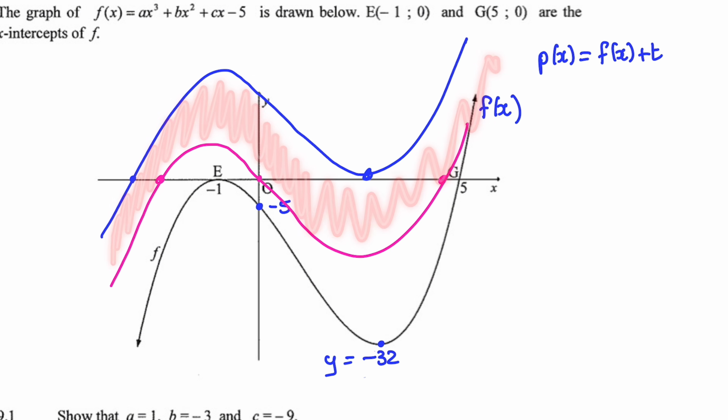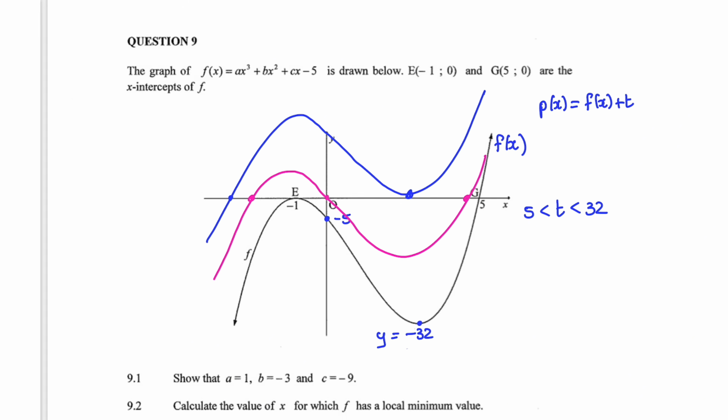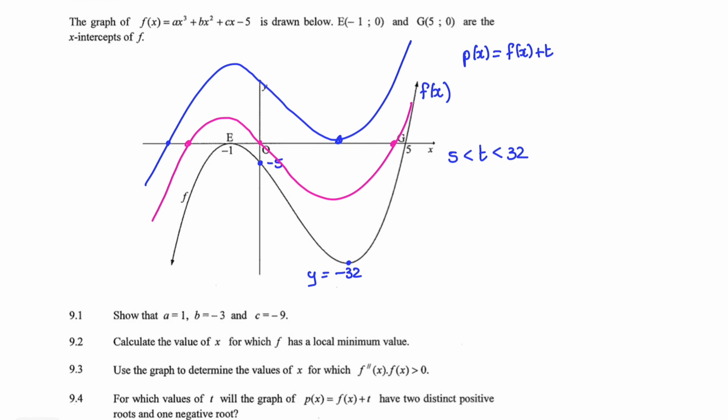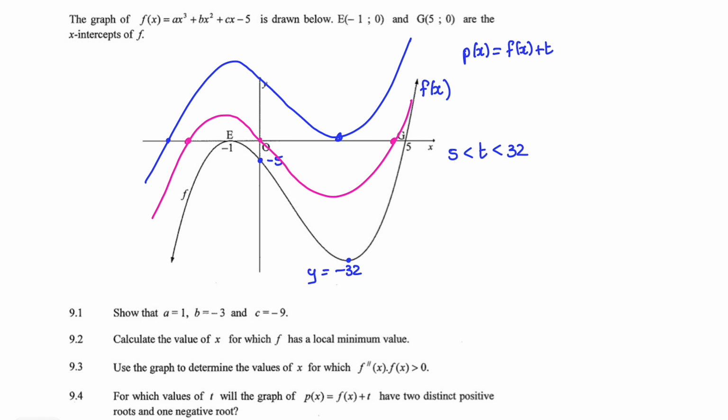So that's between 5 units up and 32 units up. So up means positive, so it's 5 units up, all the way up to 32 units. And that will answer my question for what values of t will I have one negative root and two distinct positive roots. So that's for t between 5 and 32 units.